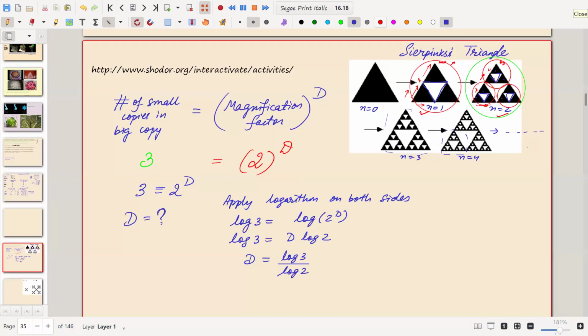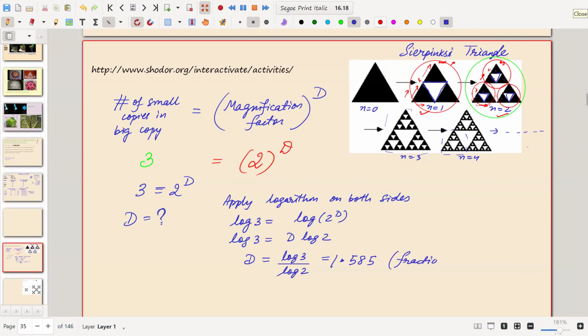Can you find what this is? Maybe Google it. Log 3 by log 2. What is the value? 1.585. Okay, 1.585. Right? So you can see the dimension is fractional.